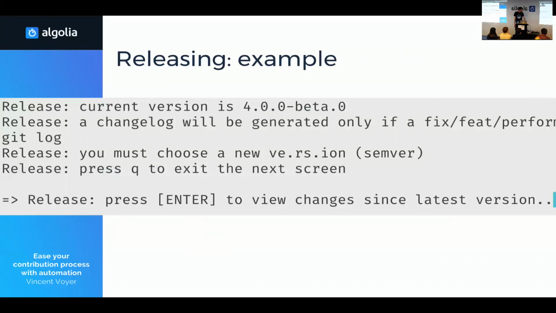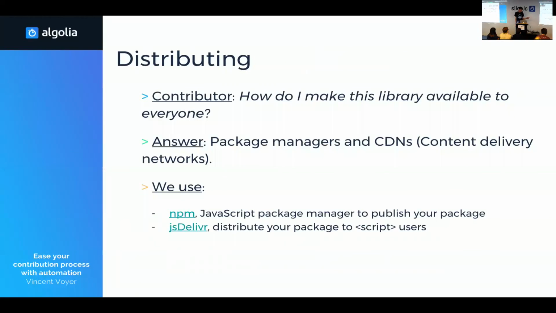After releasing, the last part is about distributing our own code and making it available to most of the people. So a UI library like Algolia's InstantSearch is available inside NPM, which is a JavaScript package manager, for people using it. But we also have a lot of people that are using regular script tags on web pages. So we push to NPM, which is then pushed to jsDelivr, which is a CDN, automatically. There are a lot of other solutions to do that, but it works well for us.